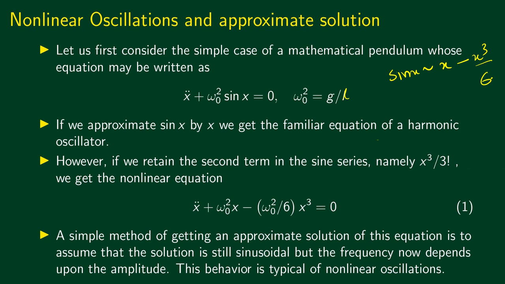Now we assume a sinusoidal solution, with the extra higher order term added. We'll start with that assumption, a solution of the form sine omega t. And we'll actually see that the frequency depends on the amplitude. The frequency changes with the amplitude because of the nonlinear parameter. That's typical of a nonlinear problem, a nonlinear oscillation, and a nonlinear differential equation.